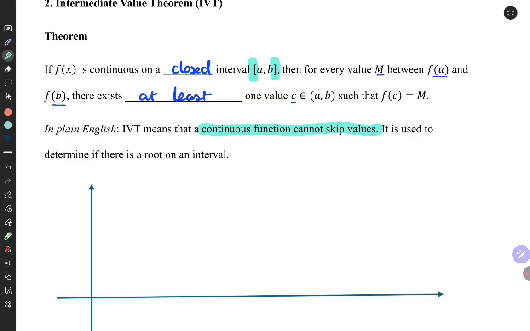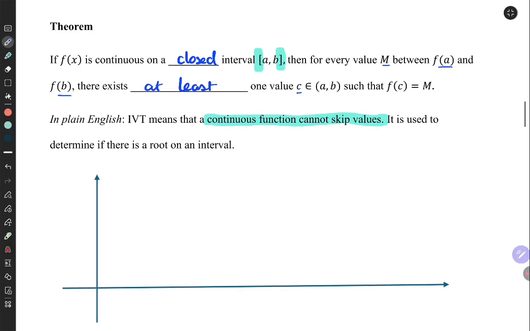A continuous function cannot have a hole. Skip, that means you have a hole. You don't do that with a continuous function, right? You cannot have this. That is what IVT is trying to say. A continuous function does not skip values. You go here, jump there, no. You cannot do this and then jump up here. That is not continuous. So in other words, a continuous function is a smooth curve.